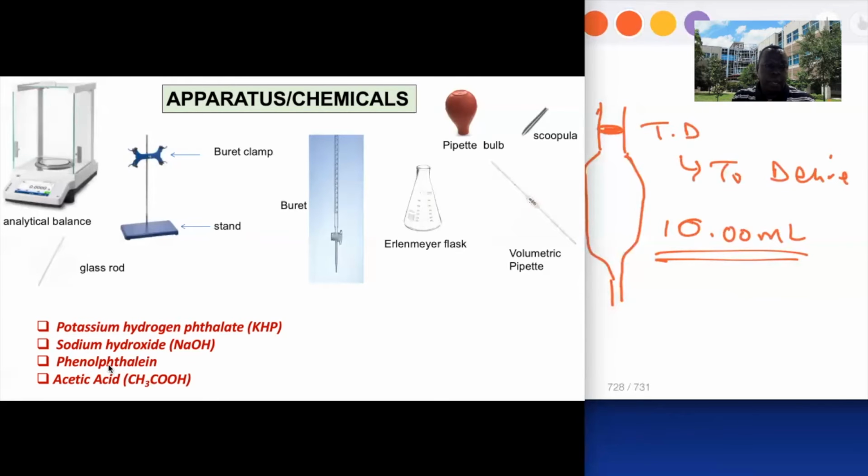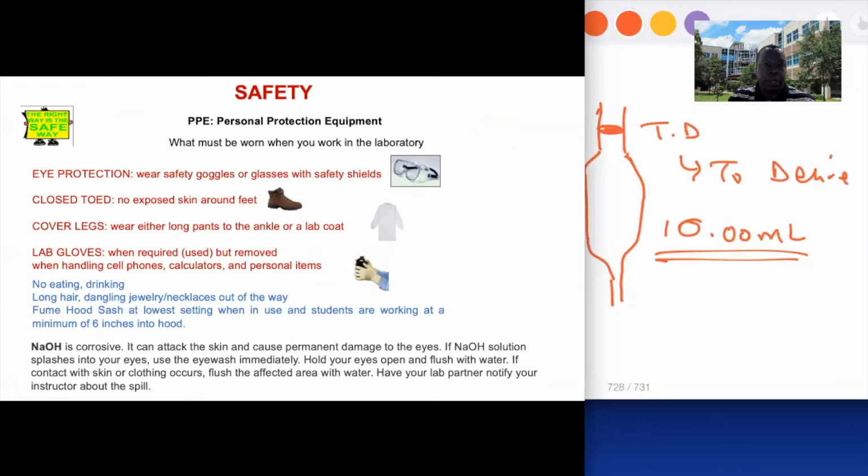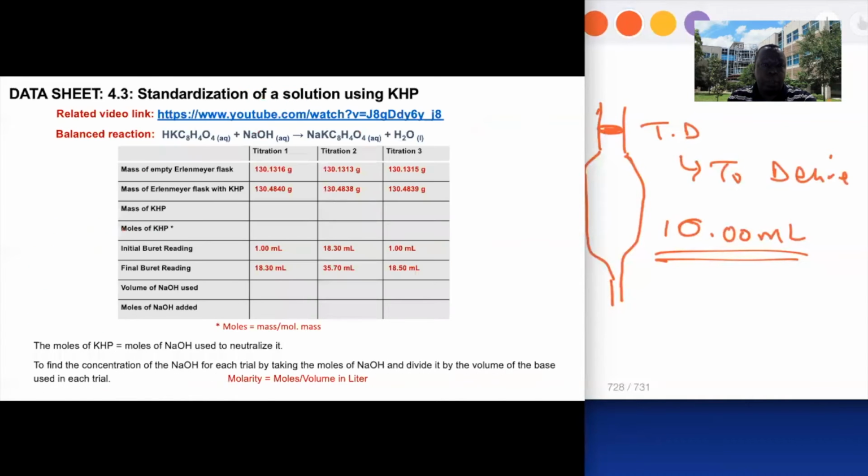Now, the indicator is just to indicate the color change, and the acetic acid here, this is acetic acid in vinegar. Safety rule always, no drinking, no eating. Of course, you are familiar with this. I don't want to spend time going through the safety precautions. Now, what you see here is for Section 4.3, all right? Section 4.3, you will have this. I'm going to post this on Canvas. I will upload on Canvas. Watch the related link.